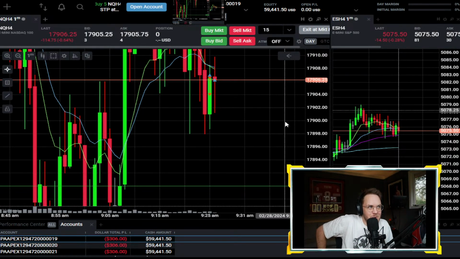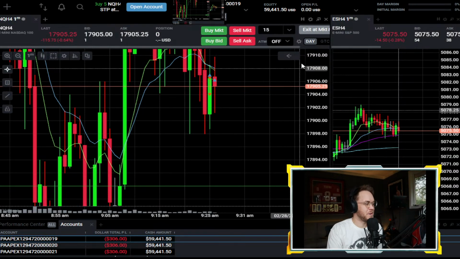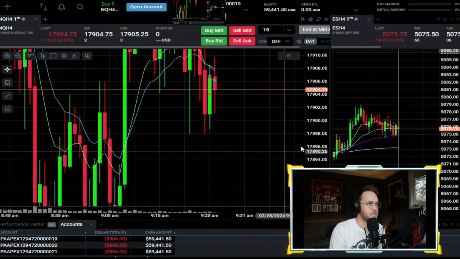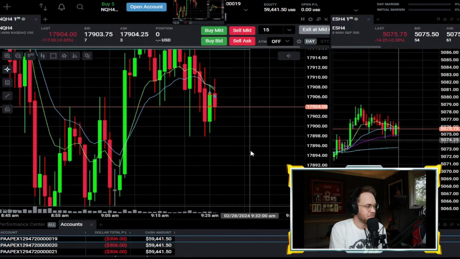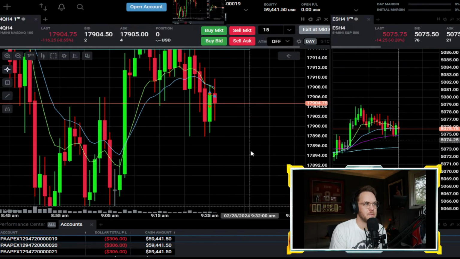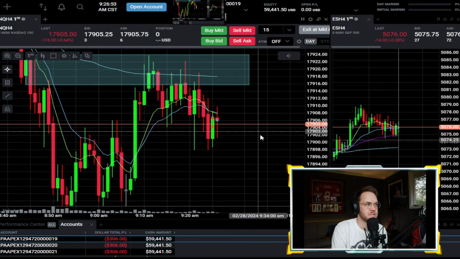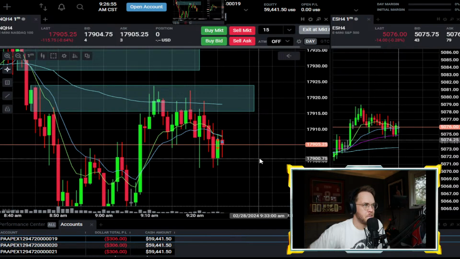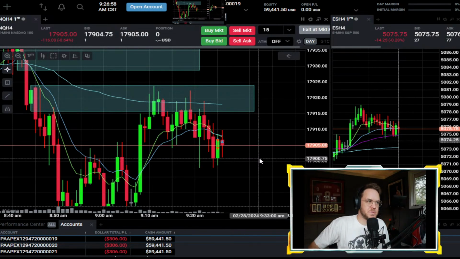It might stop. No! Stop us out, break even. That's okay. All right, we're down 306. This might be a failed auction to the downside. We might retrace to the upside here. Let's wait and see.